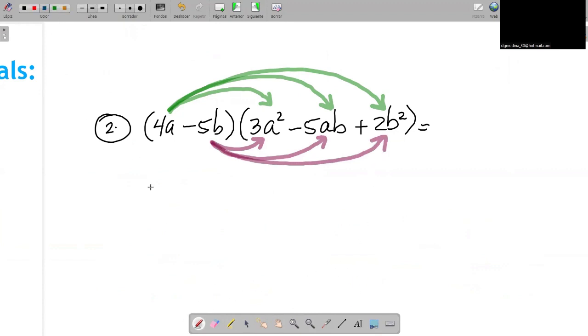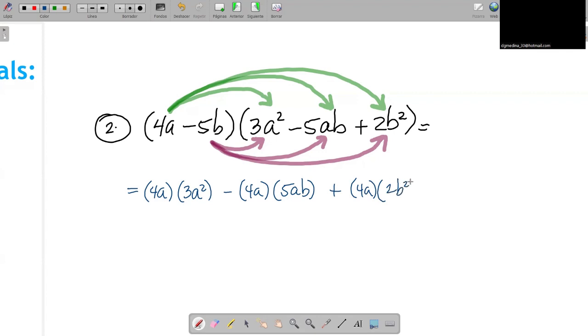Okay, let's start. Now we're going to use mental math to solve this. So 4a times 3a to the square is 12a to the cube. I used to use mental math for this because of the practice. But if you want to write every term multiplied, no problem. You may write this 4a times 3a to the square. You may do it. Now the first term with this term, minus 4a again times the second term, and again plus 4a times 2b to the square. Okay.